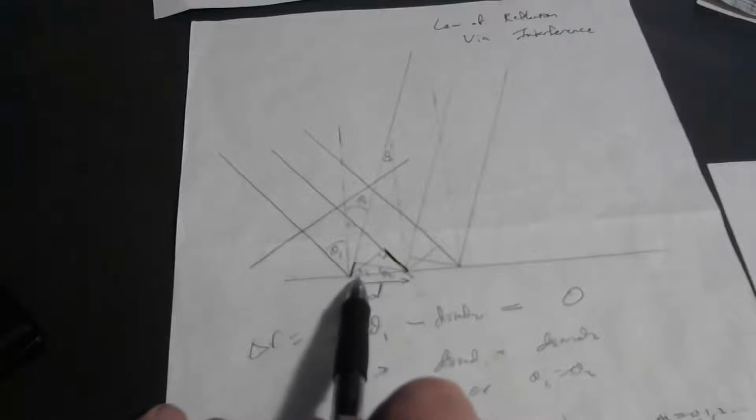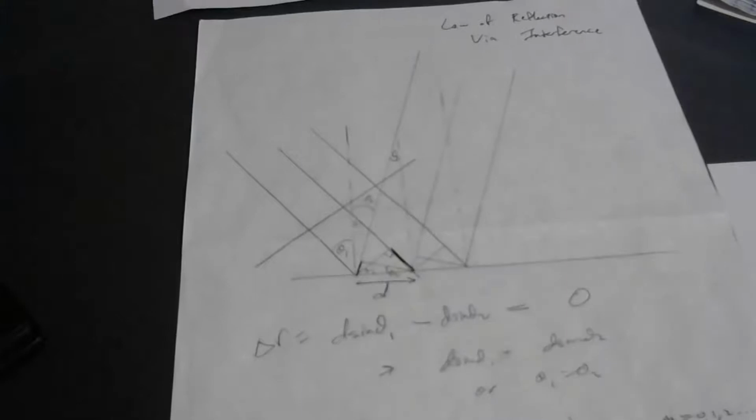So since this side is opposite theta 2, it's the same hypotenuse as before. d sine theta 2 would give me the extra distance traveled by the first ray on the way out. So the total path length difference, delta R, would be d sine theta 1 minus d sine theta 2.